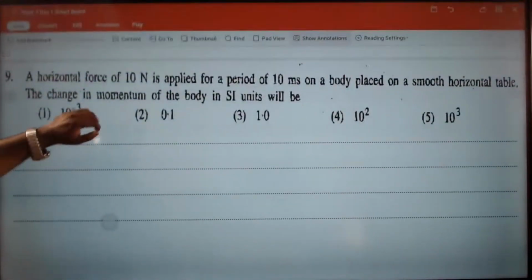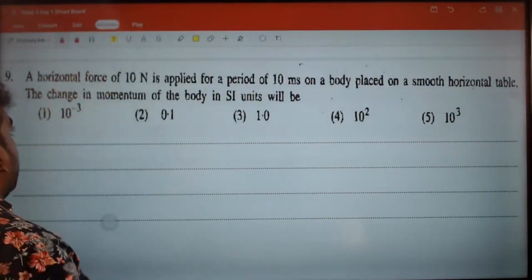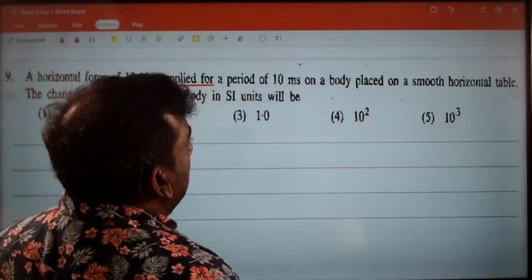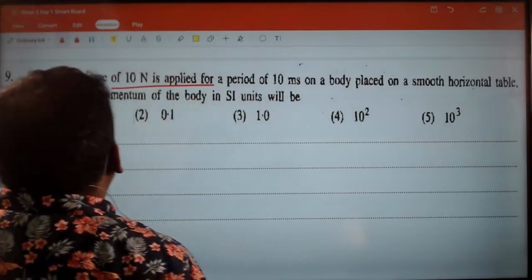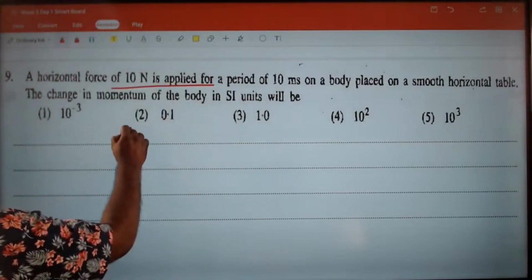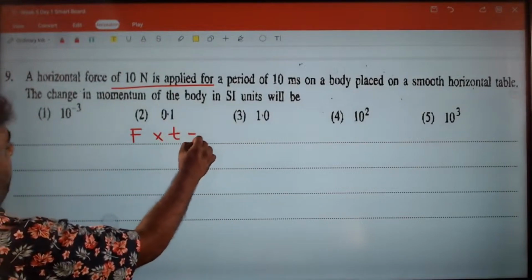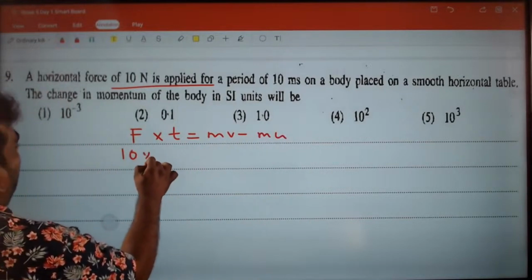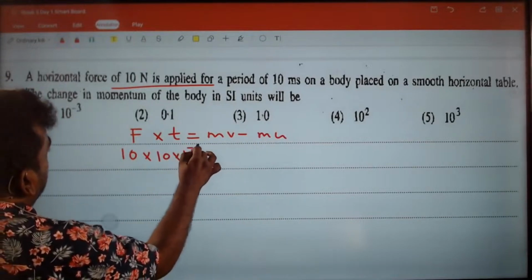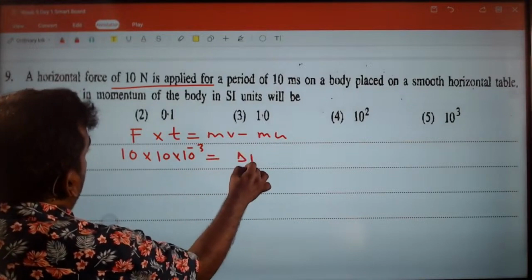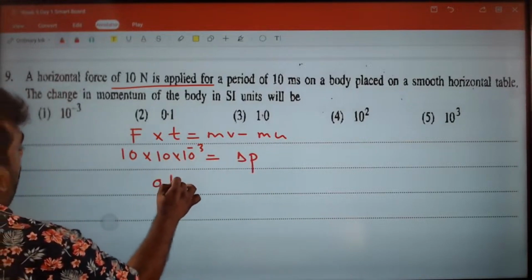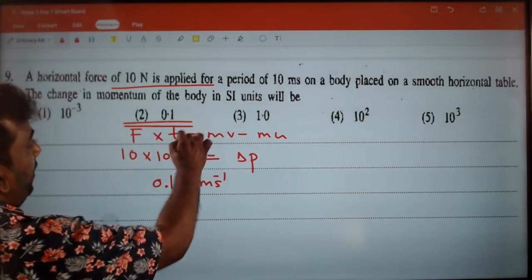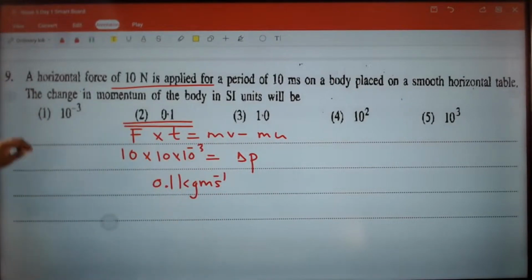Question number 9. A horizontal force of 10 Newton is applied for a period of 10 milliseconds on a body placed on a smooth horizontal surface. What's the change in momentum? Force into time is change in momentum. Force is 10 Newton, time 10 millisecond. Your answer is 0.1 kg m s minus 1. That's your change in momentum.